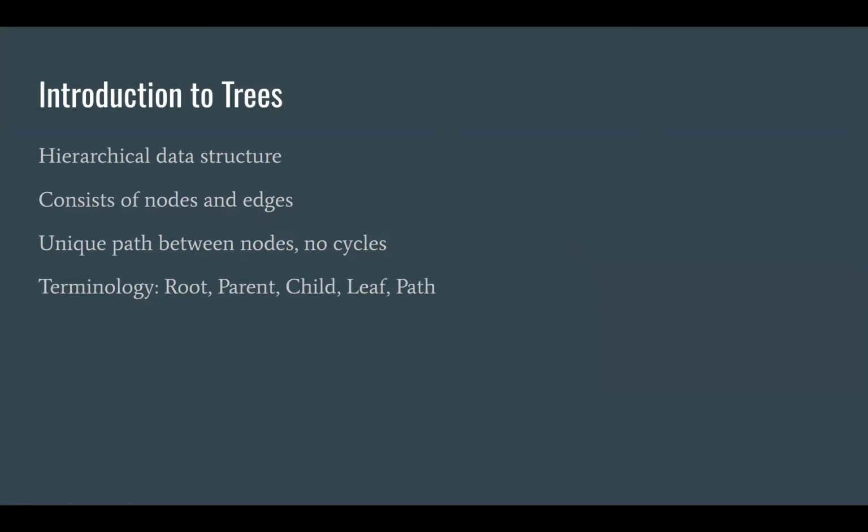So welcome everyone. Today we're going to look into a fundamental data structure, which is a tree. It has a root, branches, and leaves. In computer science, trees are similar but inverted. They start with a root at the top and branch out downward. Each point is called a node, and the connections are edges.